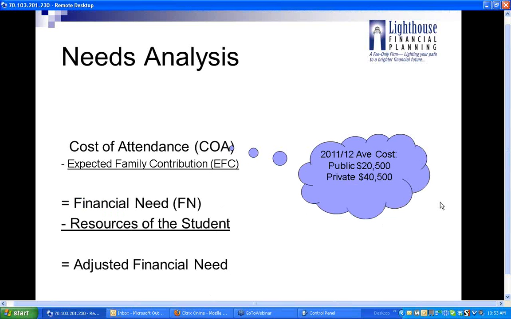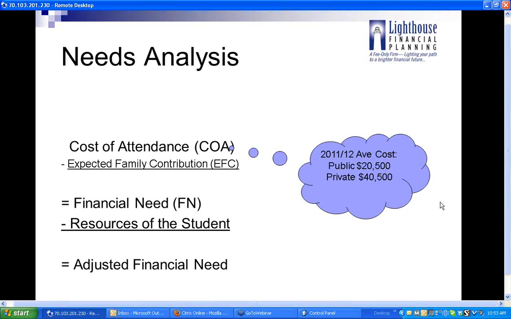So in order to know what type of family you are, we go through the needs analysis. And it's basically this here. I'll walk through it in just a minute, but note of this equation a little bit of a discussion, and so that's what I'm going to go through now.